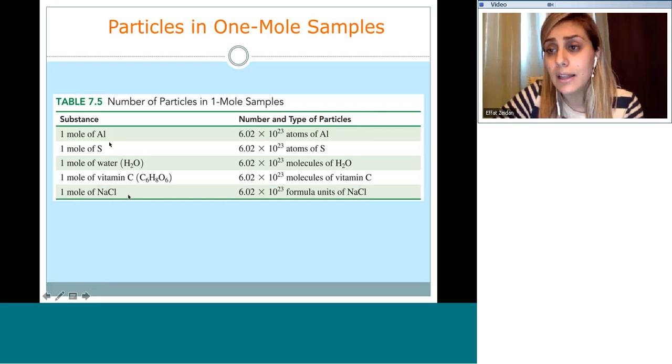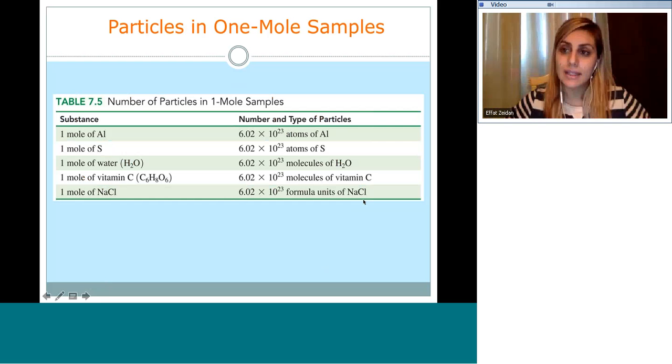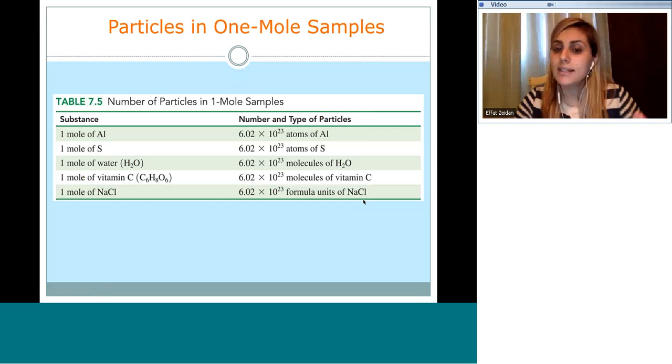It's not just for the element, it could be for a molecule. So 1 mole of water has 6.02 times 10 to the 23 molecules of water. Okay, here 1 mole of NaCl has 6.02 times 10 to the 23 formula units of NaCl. So it's like a case that has NaCl. The total number of these NaCl is 6.02 times 10 to the 23.